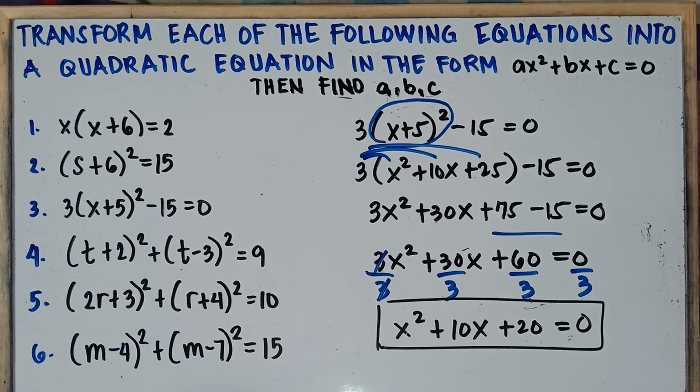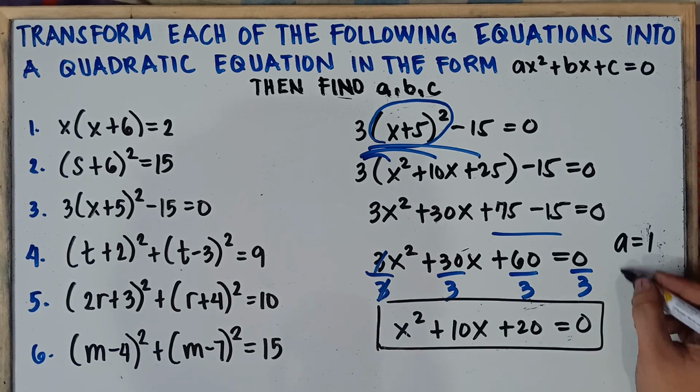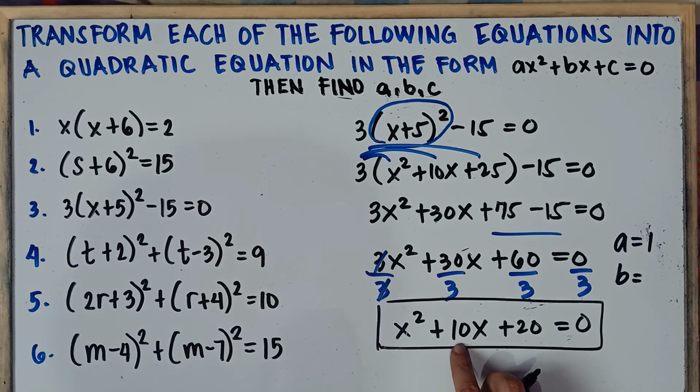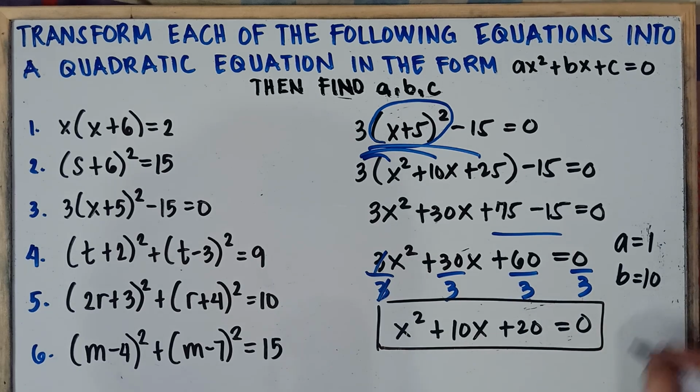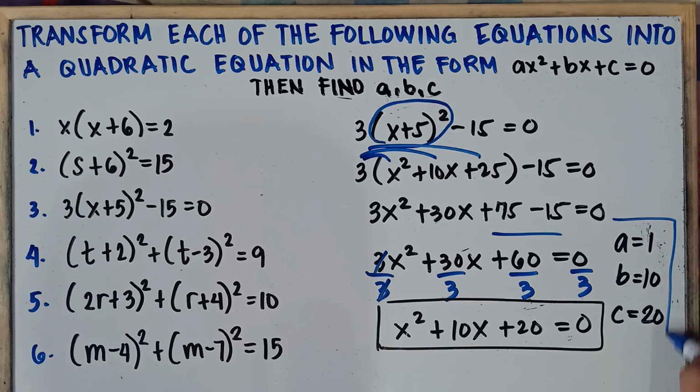Once again, class, do not forget to reduce if you can reduce. If there is a greatest common factor for A, B, and C, you always reduce. Alright, so therefore, our A is beside x squared, that's 1. Our B is beside x, that would be 10. And our C is the constant, that would be positive 20. That's it, class. All set for example number 3.